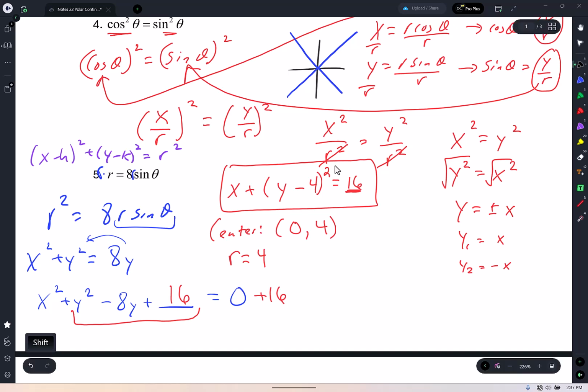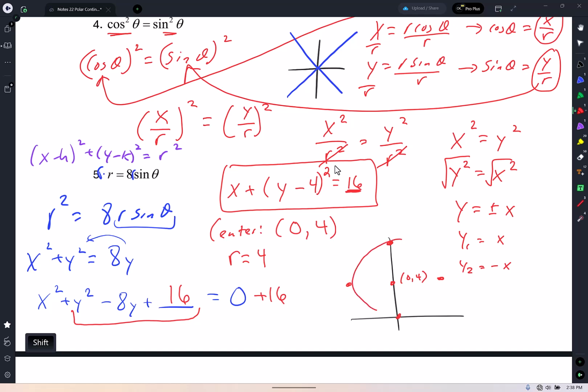How does it look? Well, here's my grid. I'm going to exaggerate the positive y-axis. I'm going to put a point and say that point there is 0, 4. That's the center. I'm going to go down 4 units, put a point. Why are you going down 4 units? Because that's the radius. I'm going to go to the left 4 units from the center, point. I'm going to go to the right 4 units from the center, point. I'm going to go up 4 units from the center, point. And here's my circle.